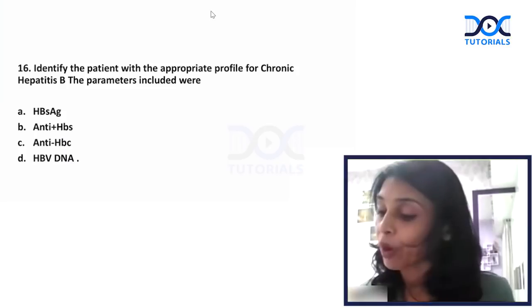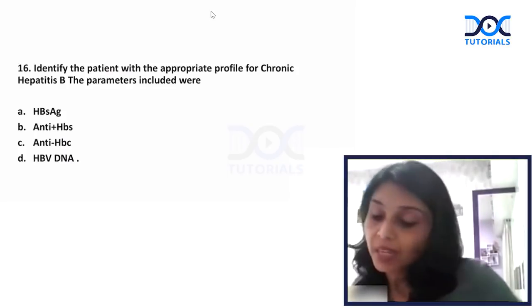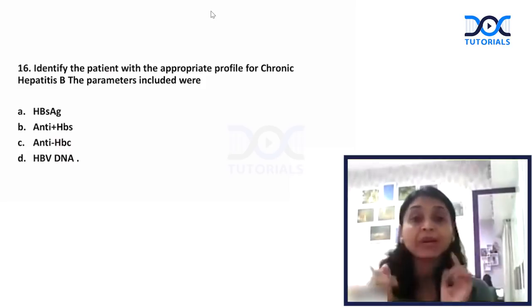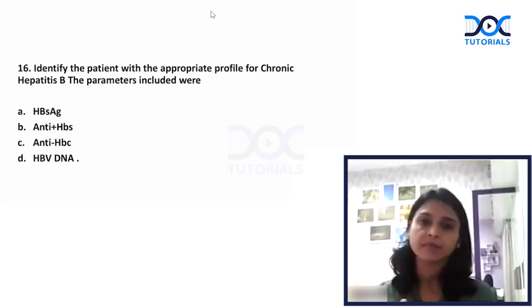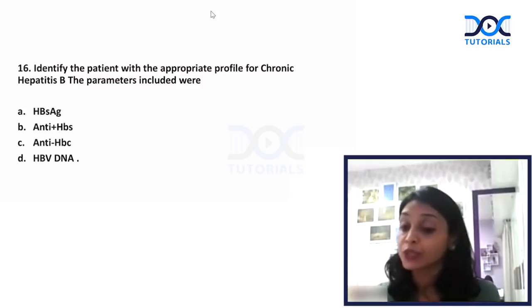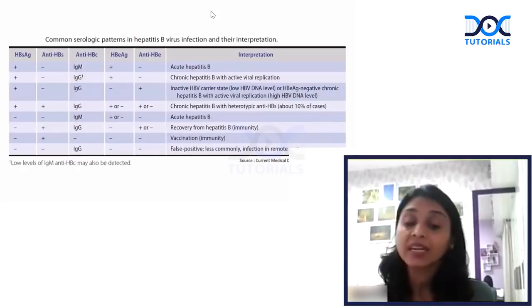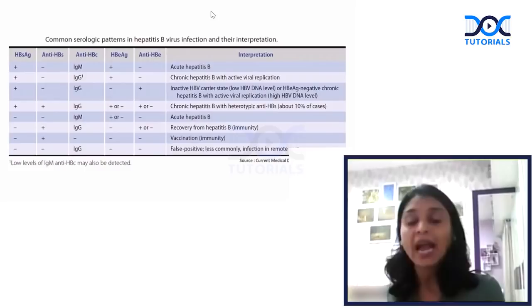Identify the patient with appropriate profile for chronic hepatitis B. The parameters included where? This is also a question from a table given in your PARK textbook as well as in Harrison. Same table they have given in both PARK textbook and Harrison. And I'll show you the table. This is the table. Same table you will find in Harrison as well.